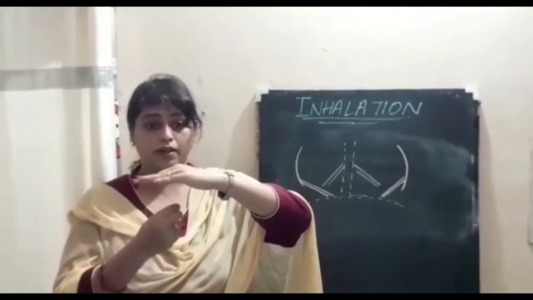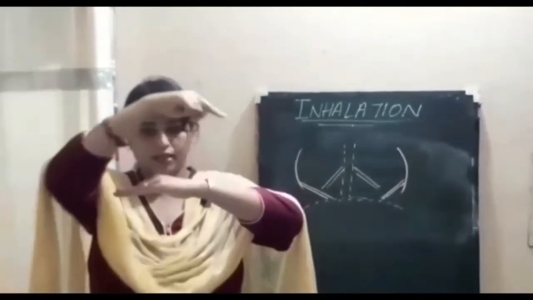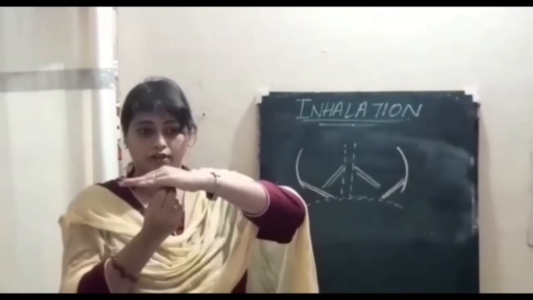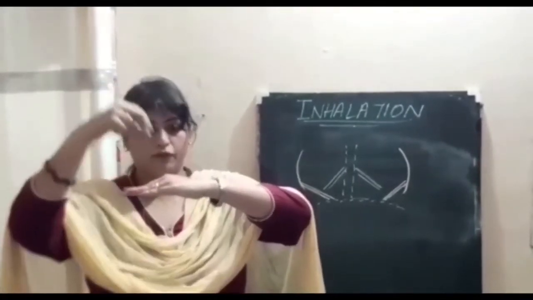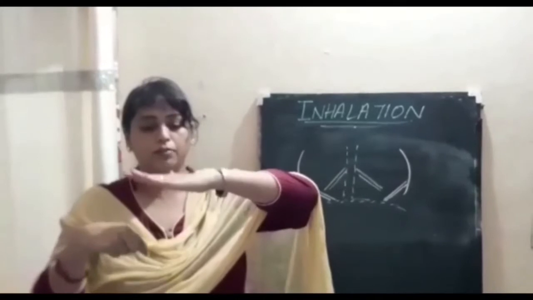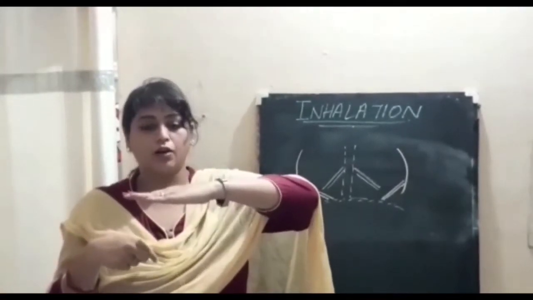What happens when the muscles are here? These muscles contract. They pull the diaphragm. When they pull the diaphragm, it becomes flat. So this is how the inhalation takes place.